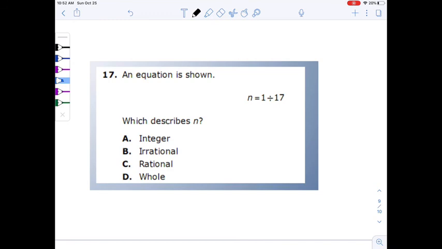Okay, number 17 says an equation is shown, n equals 1 divided by 17. Which describes n? Is it an integer, irrational, rational, or whole? So 1 divided by 17 can also be written like this, 1 over 17.